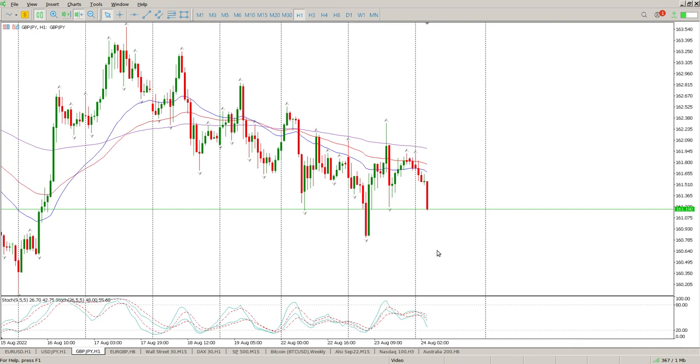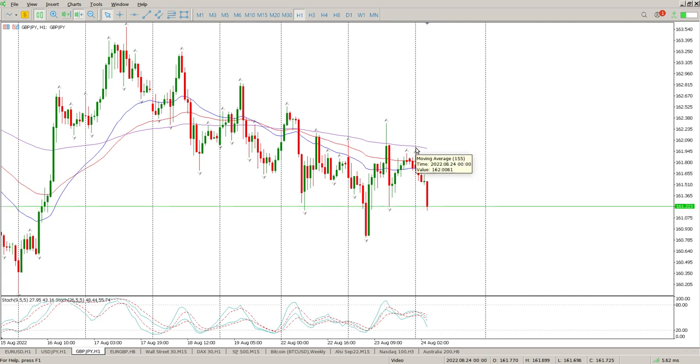The only thing that is pointing to a downward trend is the fact that we are below the moving averages at the moment. And you can see we're sort of following the 155 EMA. We are rejecting it. So I would say we should be looking for short, but we want to be short off structure.